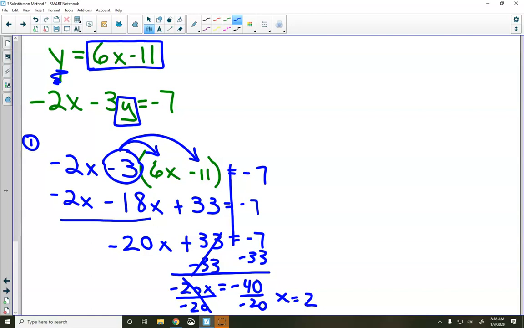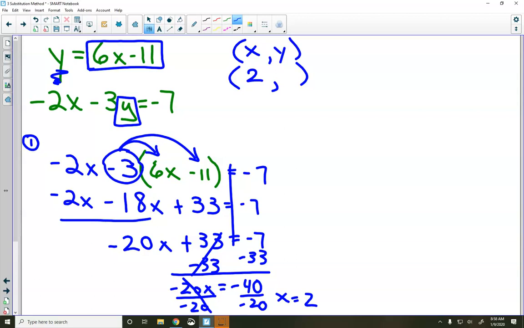So again, the answer to all system of equation problems should be in the coordinate form, at least for now. That's what we've learned. Okay? So it's always x comma y. So we know that my answer is going to be 2 comma something. We know that x is 2. We need to determine what y is. Any questions so far?